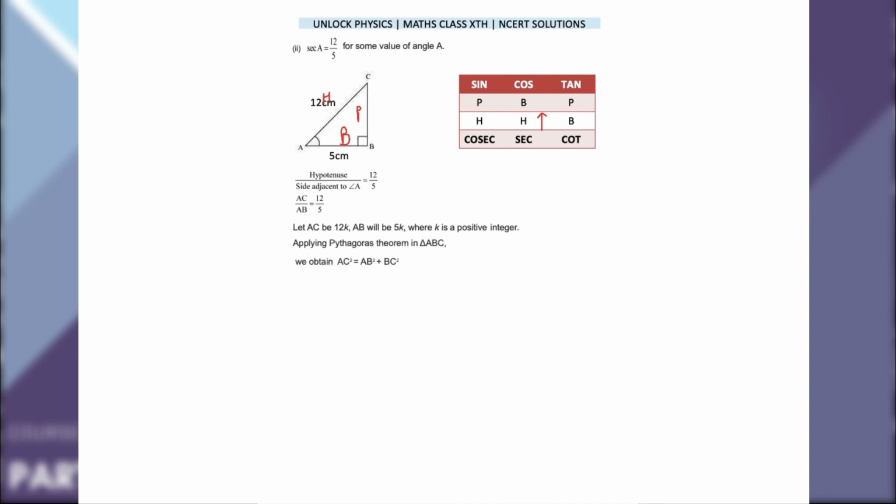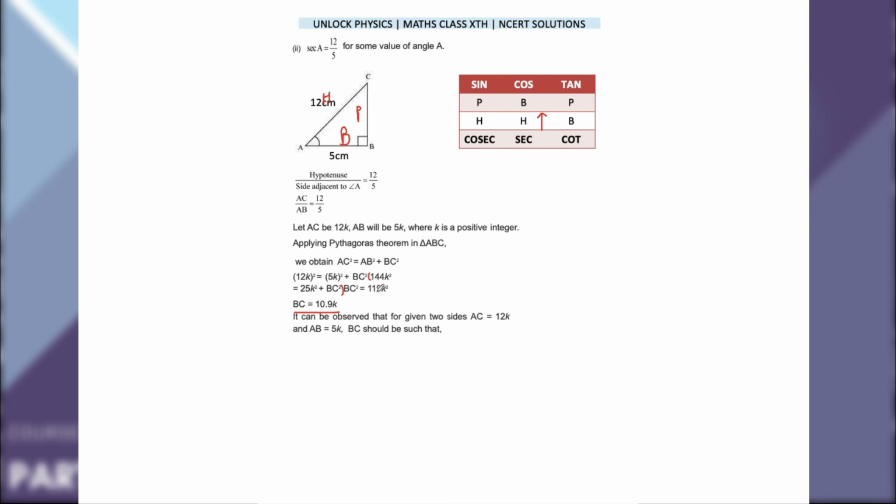Applying Pythagoras theorem in triangle ABC, we obtain AC square is equal to AB square plus BC square. So that is 12k whole square is equal to 5k whole square plus BC square. That is 144k square is equal to 25k square plus BC square, which is BC square is equal to 119k square. So BC is approximately 10.9k.